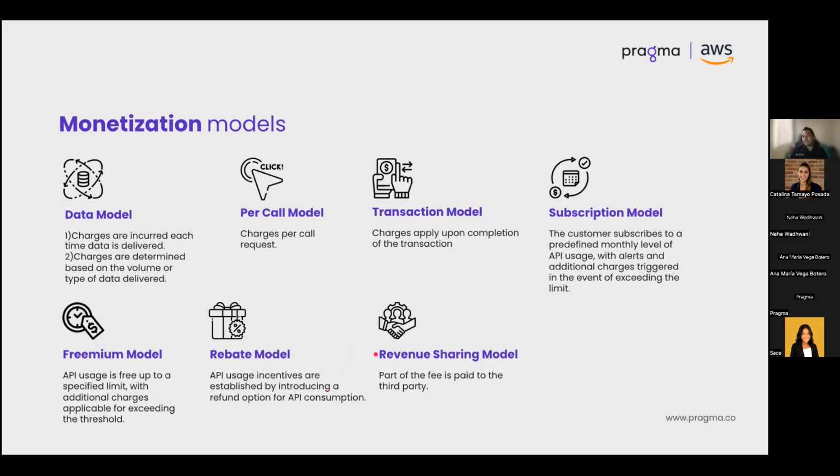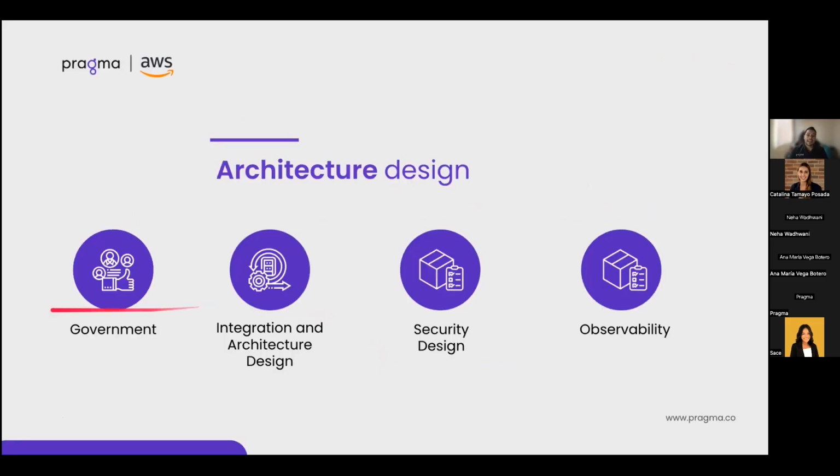And the last one is revenue sharing model. In revenue sharing model, your success is tied to the customer's success. An agreement could be reached to share a percentage of the customer's profits. These monetization models offer flexibility and serve different business and customer needs. Now, let's talk about the architecture design. Here, as you can see, we have 4 key pillars: governance, integration and architecture design, security design, and observability.